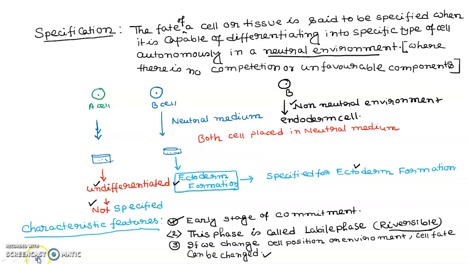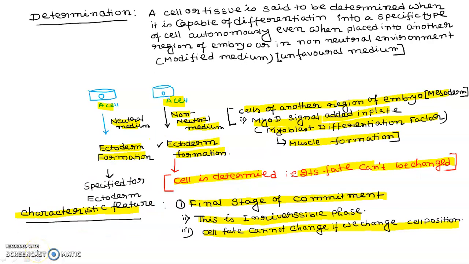Now second, we'll see determination. What is determination? A cell or tissue is said to be determined when it is capable of differentiating into a specific type of cell autonomously, even when placed into another region of the embryo or in a non-neutral environment, that is, a modified medium or unfavorable condition. Suppose you see cell A: if you put it in a neutral environment, it will produce ectoderm. If you put it in a non-neutral environment, it will also produce ectoderm. That means the cell is determined for the ectoderm.